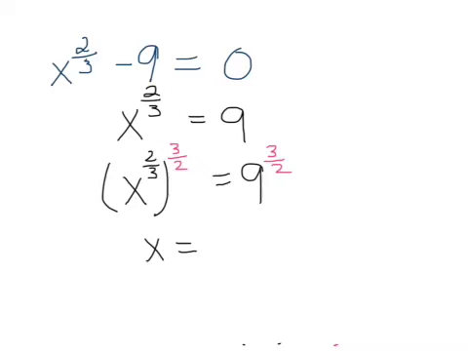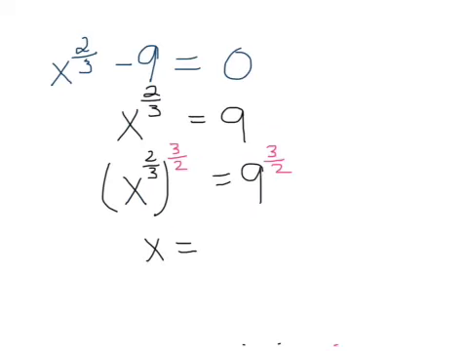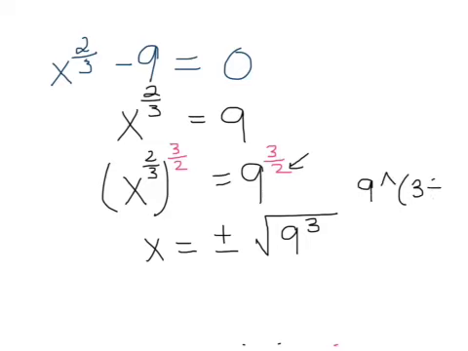On the right hand side, we have to remember that if that denominator is even, then we have to include a plus or minus sign. So this is plus or minus the square root of 9 cubed. And when you plug this in the calculator, 9 raised to the 3 divided by 2 power, we'll end up with 27. So our two answers, we will have a negative 27, that's going to be our smaller answer, and a positive 27 is going to be the larger answer. So smaller value, negative 27, larger value, positive 27.